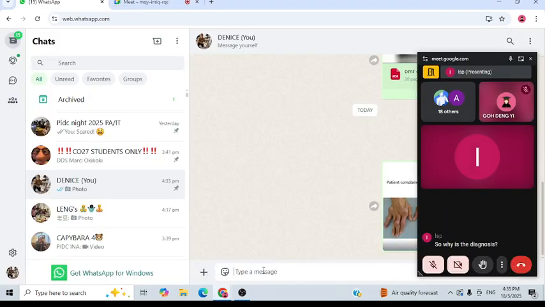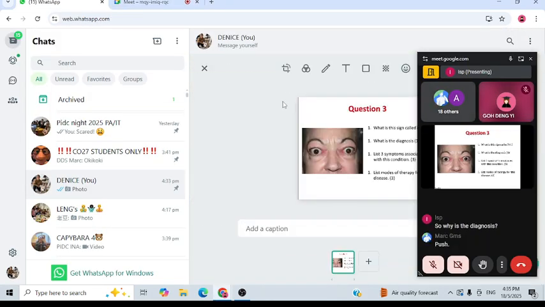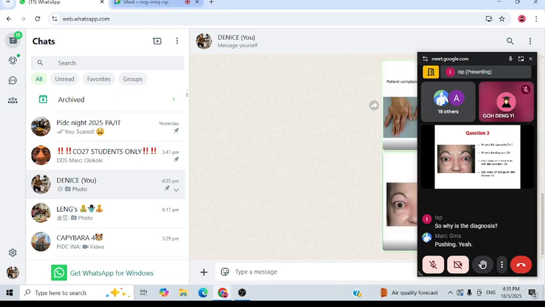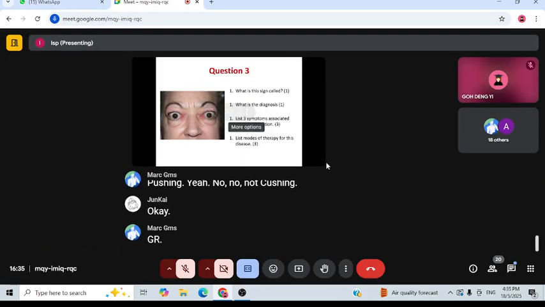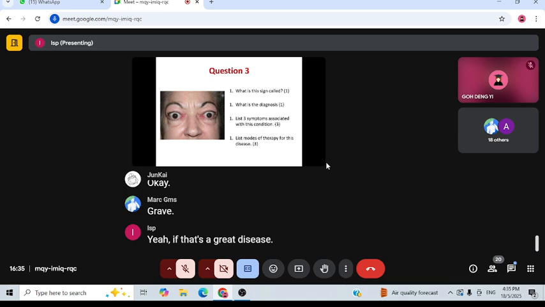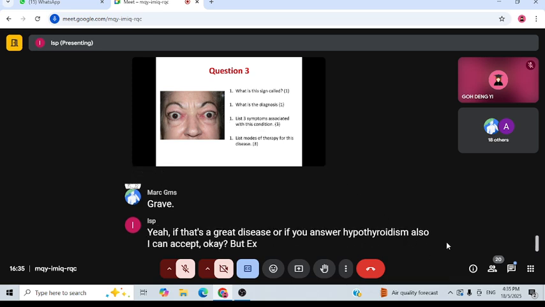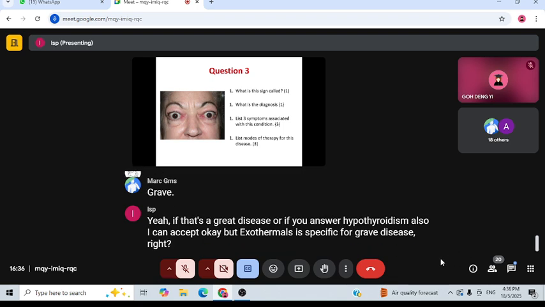So what is the diagnosis? Not Cushing. Graves. You have to answer Graves' disease, or if you answer hyperthyroidism I can also accept. But exophthalmos is specific for Graves' disease. What are the 3 symptoms associated with this condition?